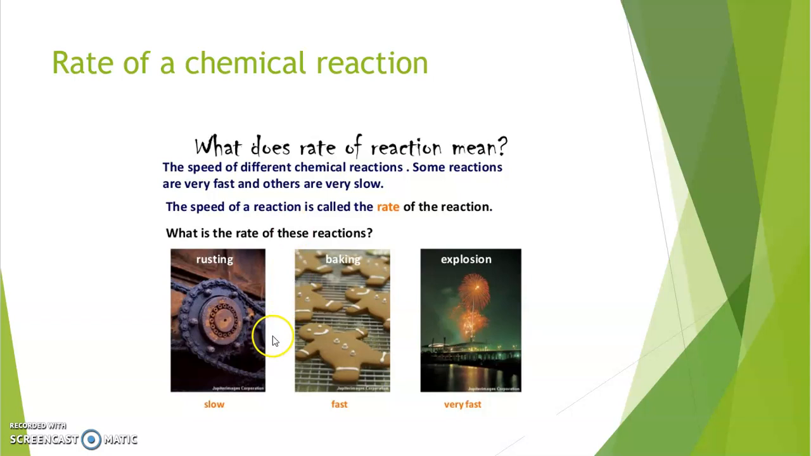Check out these three pictures that you have here. For example, rusting. Rusting is a slow process. It takes time to happen. Baking, this is fast. You can bake cookies, you can bake anything you want really fast. Explosions. You see this explosion from fireworks? It's very fast. It takes a few seconds just to explode. So there are differences between slow and fast reactions.